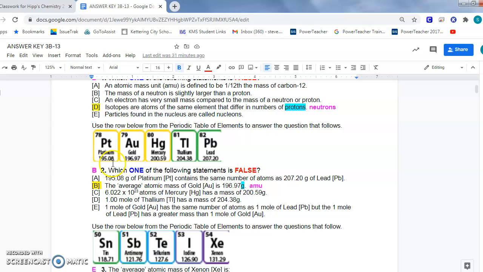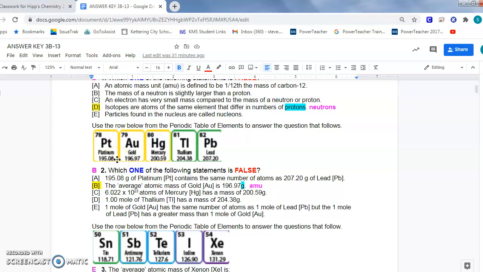That number, 195.08, has two meanings. It is the average mass of the naturally occurring isotopes of platinum in AMUs. In other words, the average mass of a platinum atom is 195.08 AMUs. It is also the mass in grams needed to have 1 mole. So to have 1 mole of platinum, we need 195.08 grams.